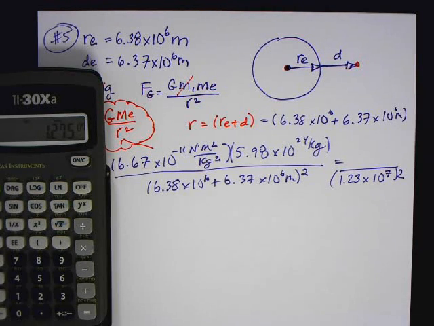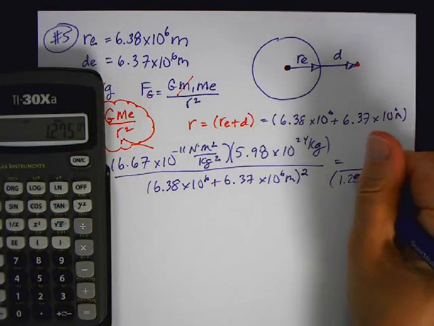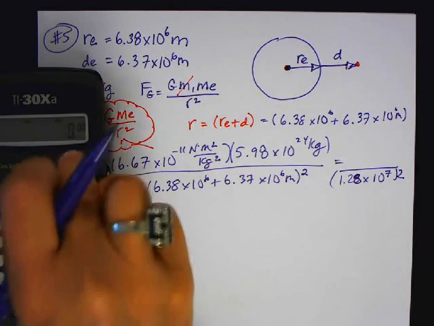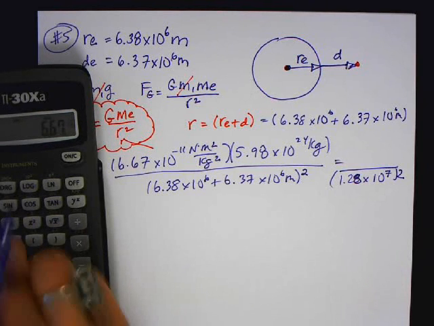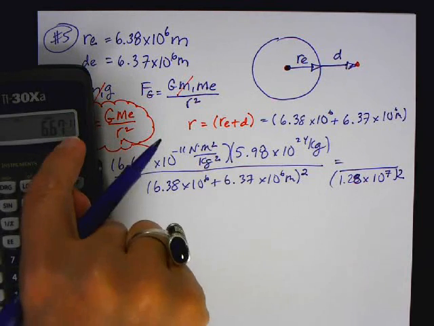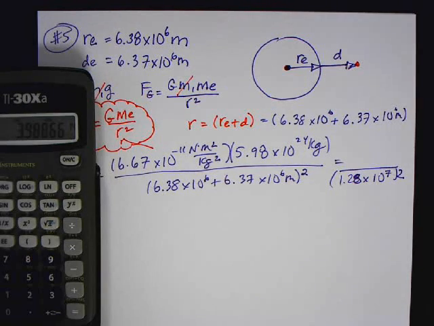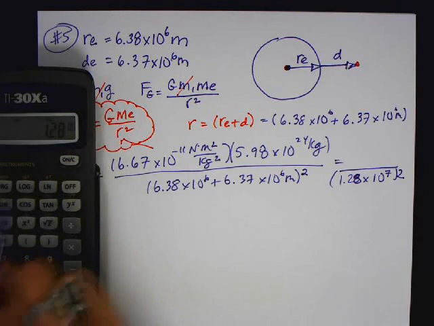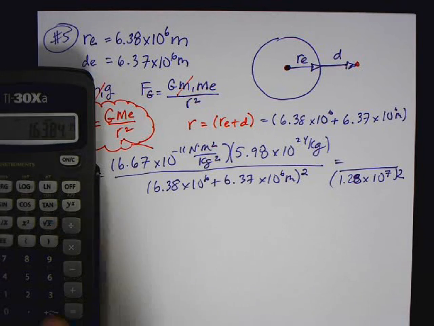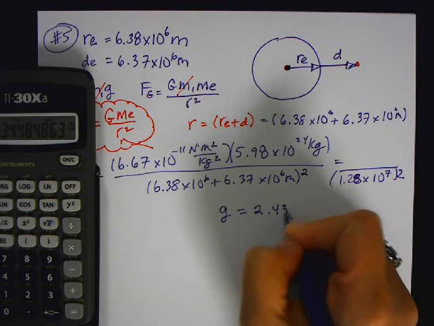So now when I put the whole thing in the calculator, 1.28, whoops, because it's 1.275. So now when I put it in the calculator, 6.67 EE to the negative 11, remember I don't press times 10, times 5.98 EE24 equals, divided by 1.28 EE7 squared equals, and then I get 2.43 meters per second squared.